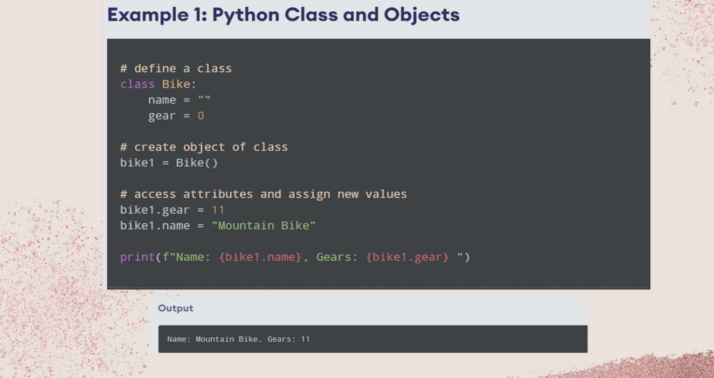So here, name colon, I am giving the placeholder with bike1.name. I am calling that bike1 object with the attribute called name, and the same goes with bike1.gear. The output will be reflected in the console like this: name, mountain bike, gear is just 11.